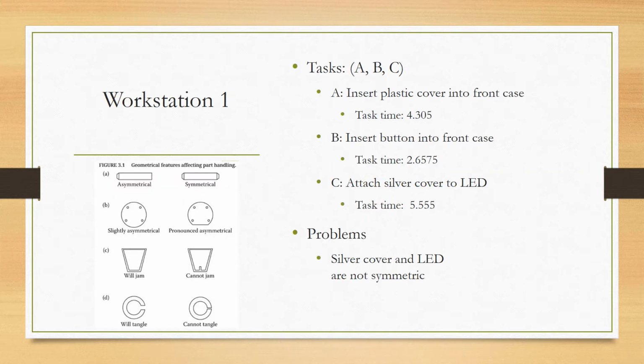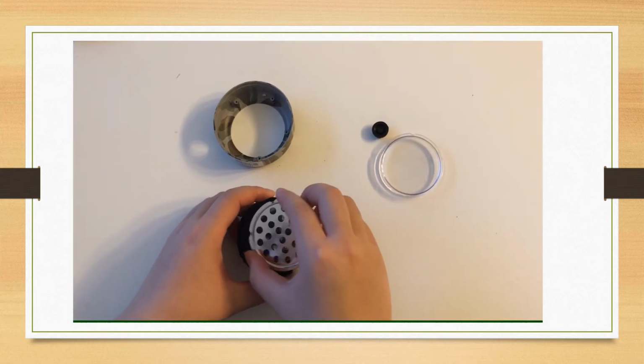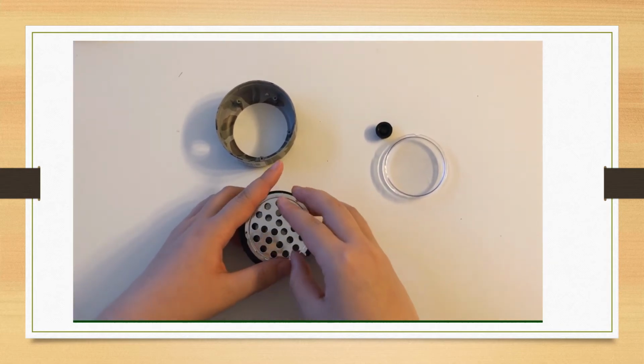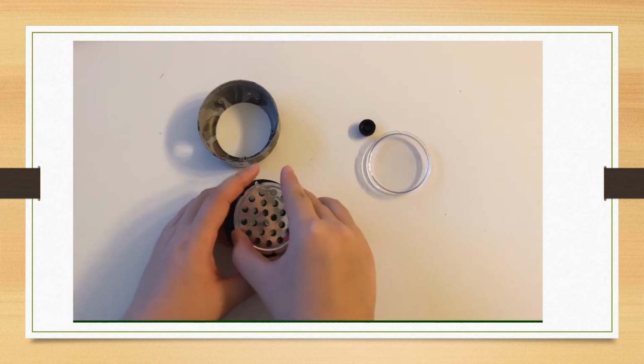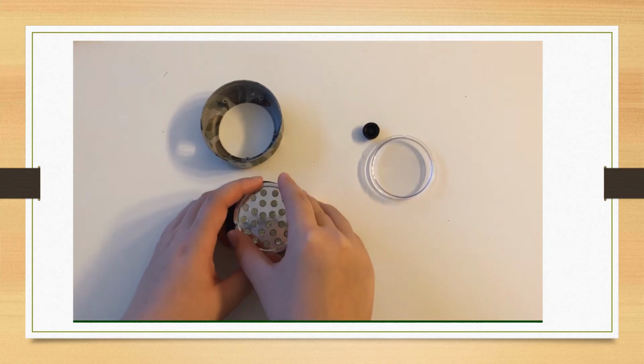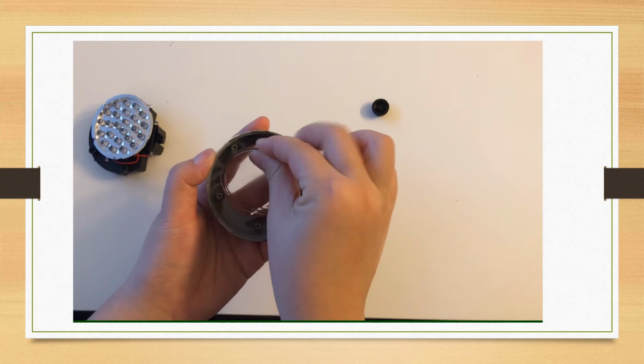For workstation 1, there are 3 tasks performed, and you can see task C takes the longest time to finish. We found the problem is that the silver case and LED lights are not symmetrical, so workers cannot attach these 2 materials together easily. As you can see from the video, the silver case has to be exactly in the right position to attach to the LED light. Our design is trying to achieve a simple attachment of the LED light and silver case so that they can match each other at any position.